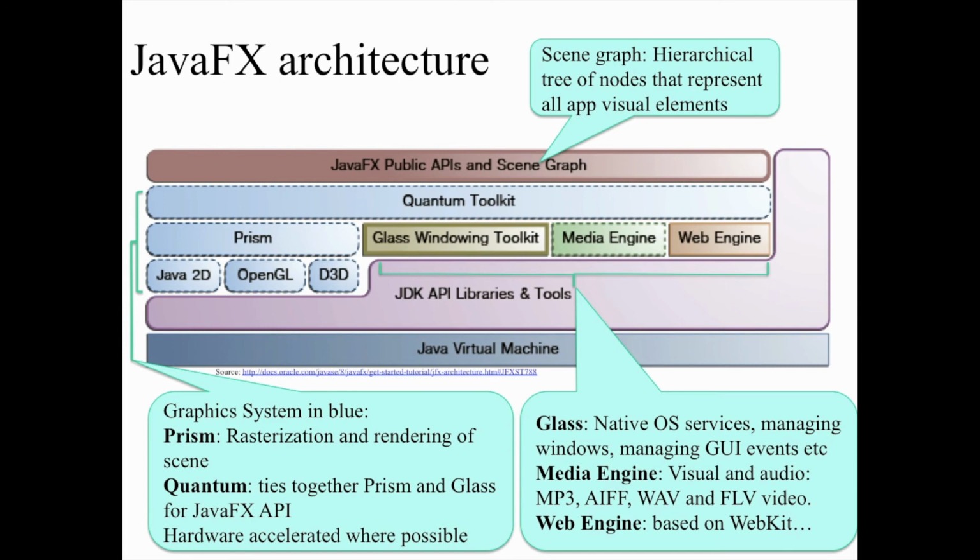So just to start off, before we look at any code, a little bit on the architecture of JavaFX. Right at the top here we have the API that we use from our code. Our code would essentially be up here using the JavaFX public APIs and scene graph. So a whole bunch of libraries that we can use, and we'll be seeing some of those in action later. Just to say something about this scene graph, it's a hierarchical tree of nodes that represent all the visual elements that you see displayed in the graphical user interface.